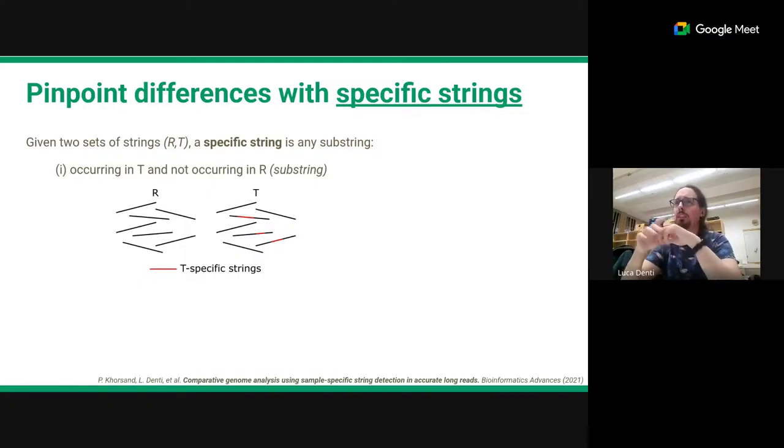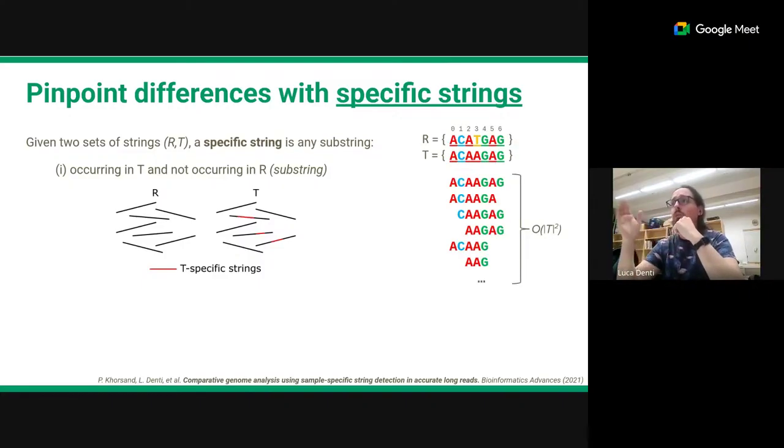So this is the definition of specific strings. Given two sets of strings, any sets, any strings, a specific string is any substring that occurs in T and that doesn't occur in R, in the set R, as a substring. So here is an example. If these are our two sets, R and T, we can see that the only difference is this T. So we have a T in R and an A in T. So the set of specific strings is this quite huge set.